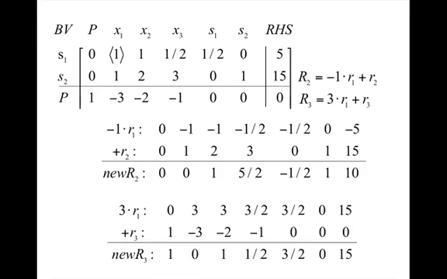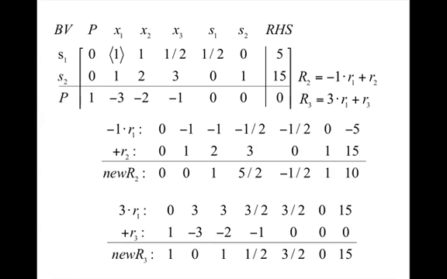Now I'm going to multiply 3 times row 1 and then add row 3. So 3 times row 1 gives me 0, 3, 3, 3/2, 3/2, 0, 15. And then if I add row 3, this will give me my new row 3. So 0 plus 1 is 1. 3 plus a -3 is the 0 I wanted. 3 minus 2 is 1. 3 halves minus 1 is 1 half. 3 halves plus 0 is 3 halves. 0 plus 0 is 0. And 15 plus 0 is 15.